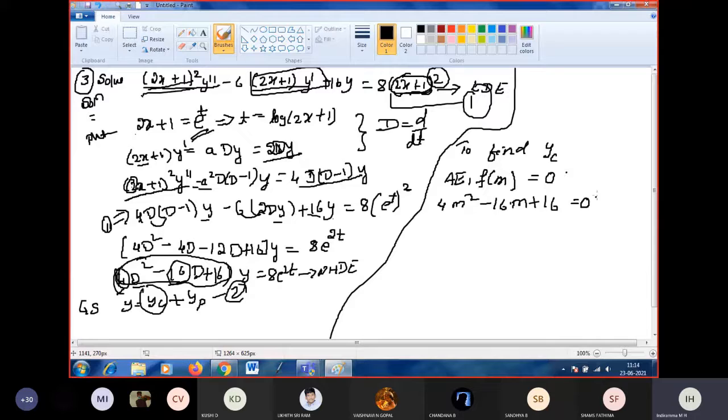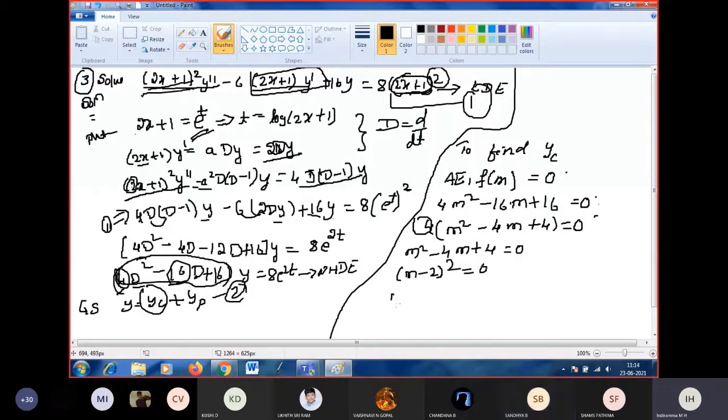Shall I take 4 common? It becomes easy. So 4(m² − 4m + 4) is equal to 0. 4 cannot be 0. Therefore, m² − 4m + 4 is equal to 0. It looks like (m − 2) whole square.